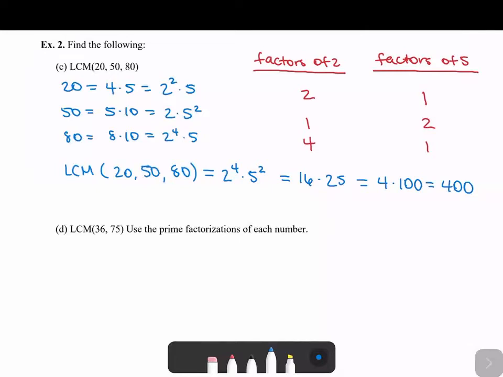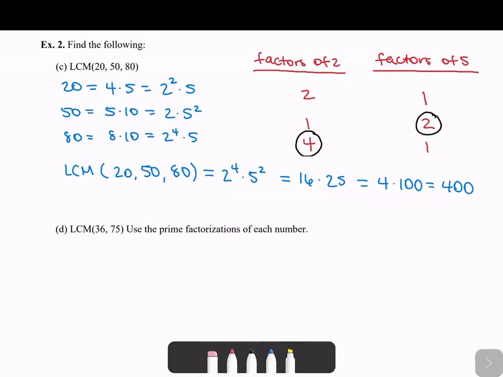And so, again, I went kind of quickly through this, but we use the number of factors of each of the numbers. The number of factors of 2 is, we have 2, 1, and 4, and we always want to pick the biggest one. So in each case, we picked the biggest one, which is 4 and 2.